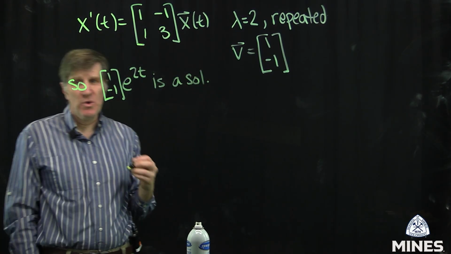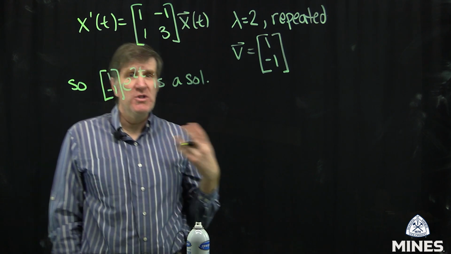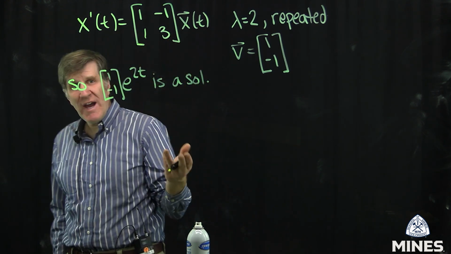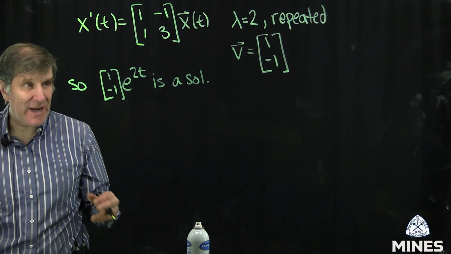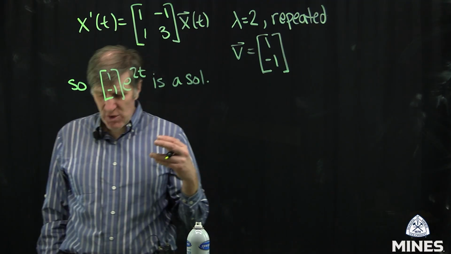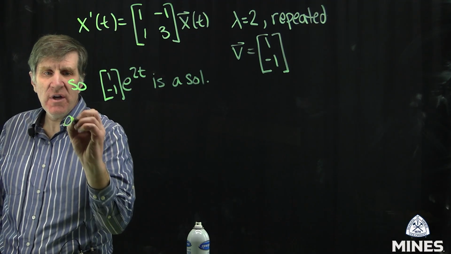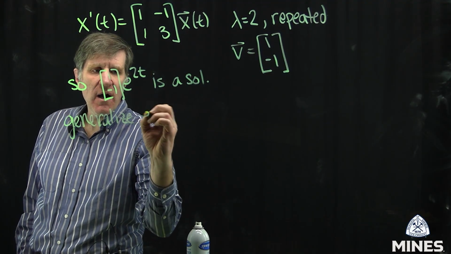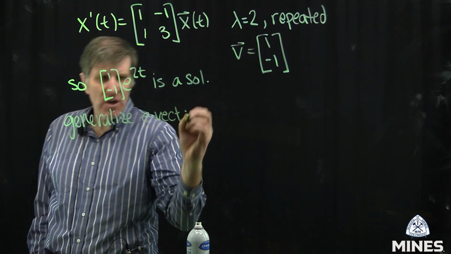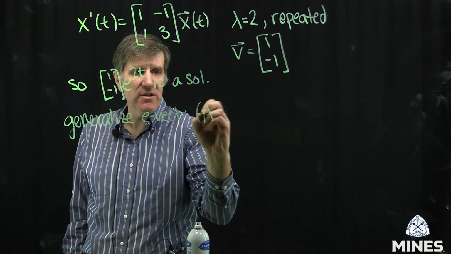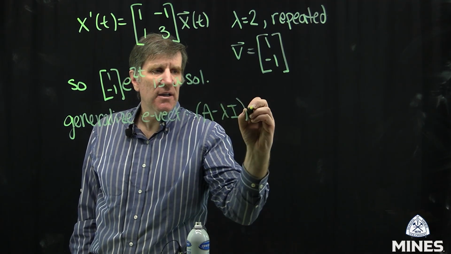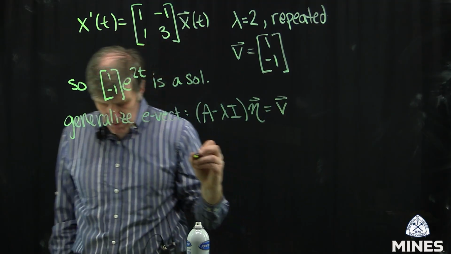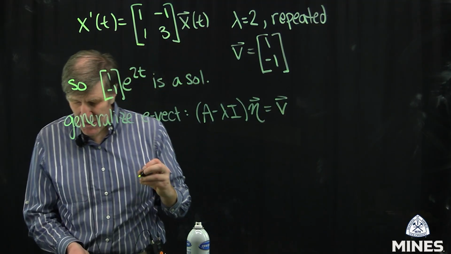So we have a solution of our system, but for the general solution, we need another linearly independent solution, and we don't have that. In the past, we got there through adding a t. And adding a t doesn't quite work here. What we need now is the generalized eigenvector. And the equation for the generalized eigenvector is A minus lambda I times eta equals v. All right, what does that mean?